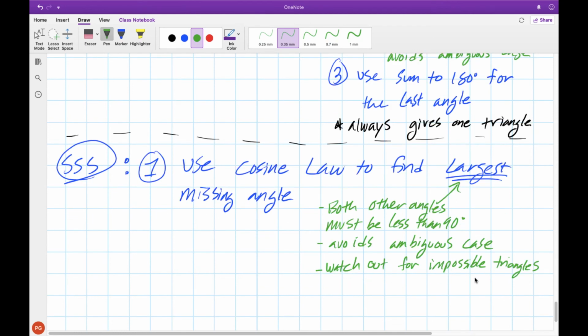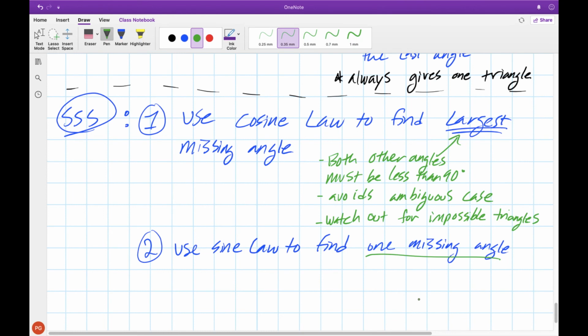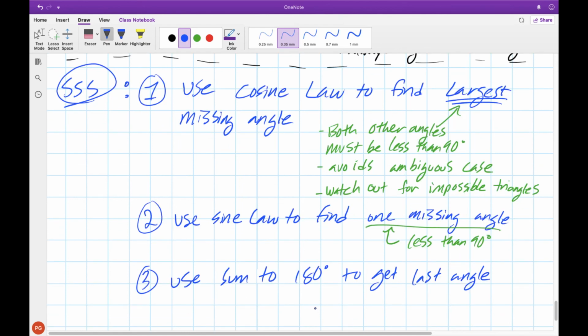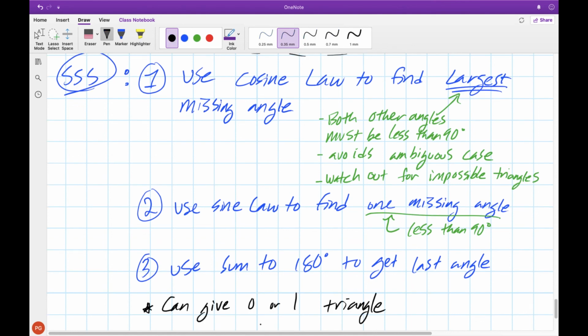I'd also watch out for impossible triangles here. We saw an example of that in the last video. And if you do run into an impossible triangle and use cosine law, you'll end up with a value for the cosine of your angle that you can't find an angle for. Our next step is to use the sine law to find one of our missing angles. It doesn't matter which one you choose, but remember this must be less than 90. So don't worry about your ambiguous case. Finally, we'll use the fact that the angles sum to 180 degrees to find our last angle. If you're told 3 sides, you can either end up with no triangles that are possible or only 1 triangle that is possible. You can't end up with 2.